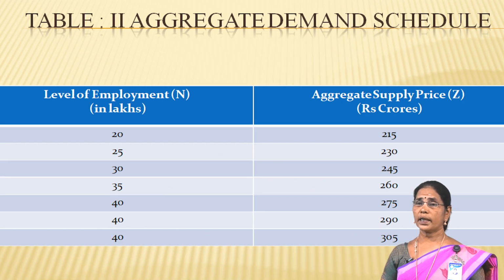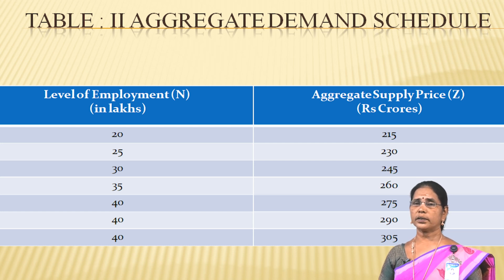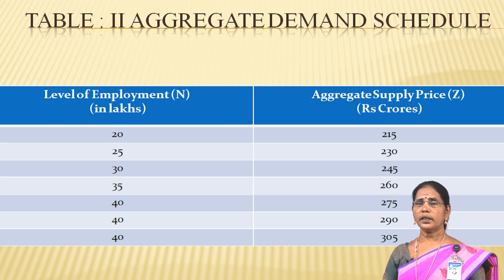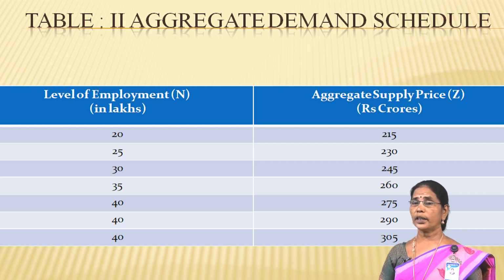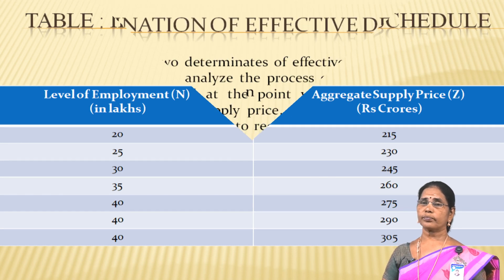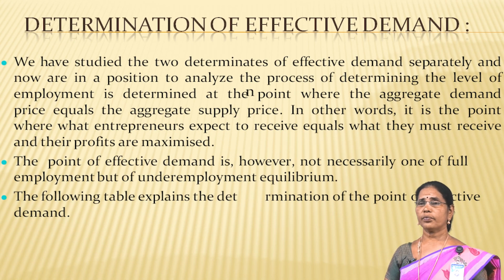Here we have to see the aggregate supply schedule. It includes two parts. One is the level of employment and the other is the aggregate supply price. The level of employment in lakhs increases from 20, 25, 30, 35, 40 and so on. Here the aggregate supply also increases in crores: 215, 230, 245, 260, 275, 290 up to 295.